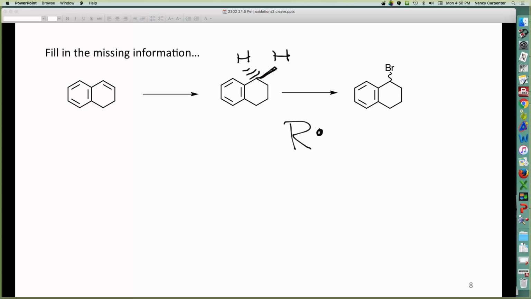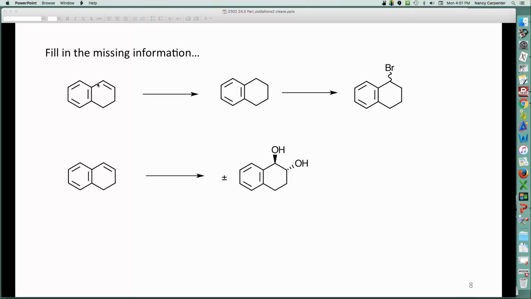Think radical. Okay, this is exactly where radical chemistry comes in. And basically, this is the same thing as an allylic halogenation. This is not allylic, but it's benzylic, so I know I need to add NBS and light or heat, and I will get a great yield of my allylic/benzylic halogenated alkane.